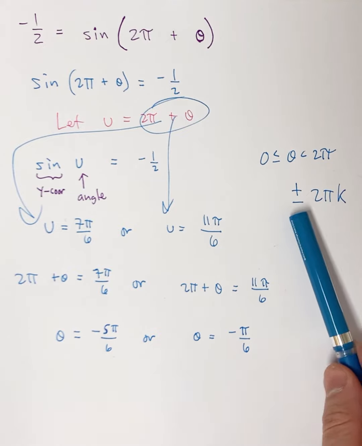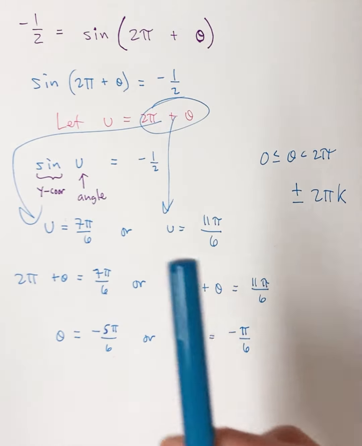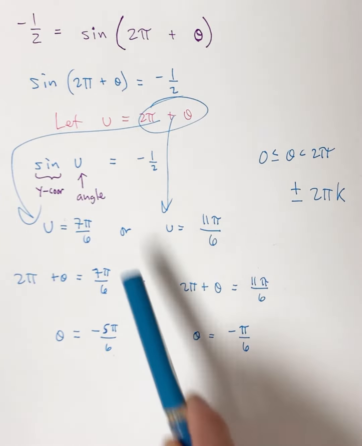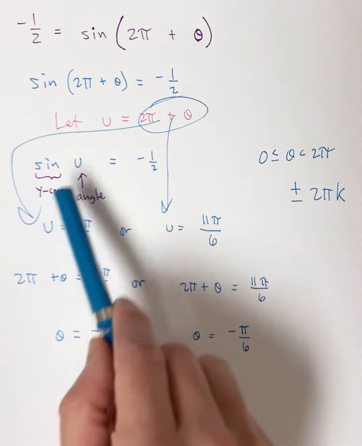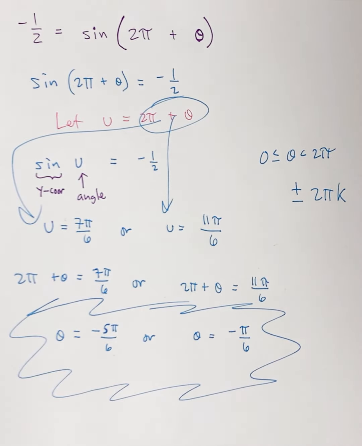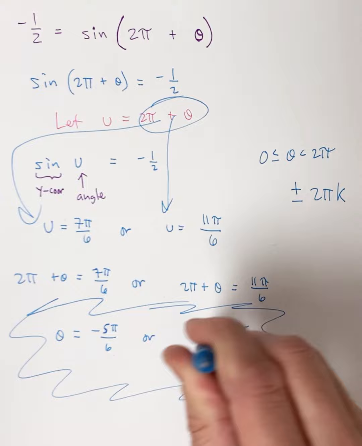I'm not sure what they want because I don't have the directions, but I'm assuming the goal was to solve for theta. And we have. U was just a temporary substitution, a temporary variable that helped us. But at the end of the day, these are the values of theta.